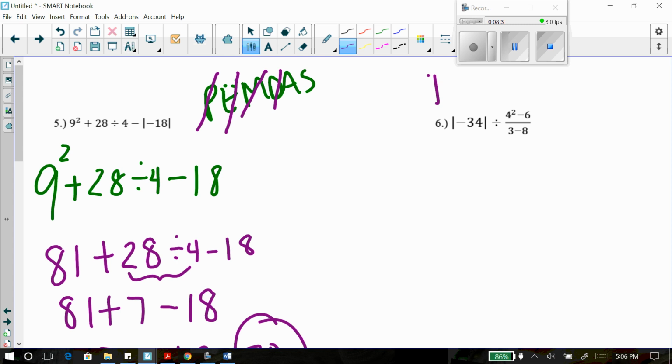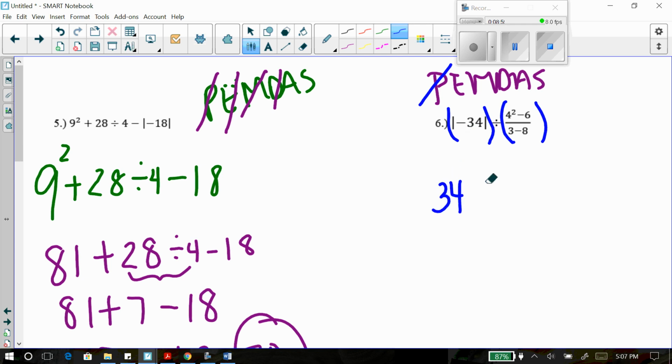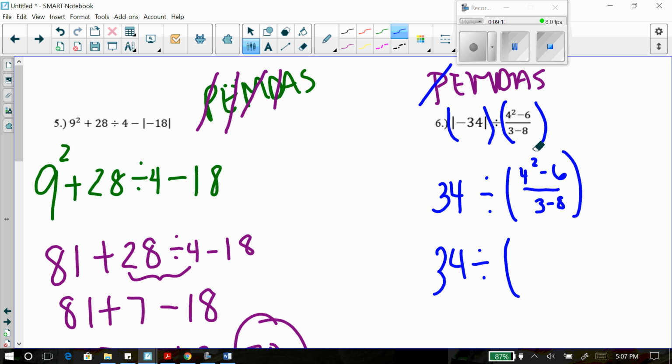All right, and last one, PEMDAS. Again, I didn't do too many examples because I know that you know it. This is more to serve as review. So parentheses and other groupings, absolute value 34. Now really, we can look at this like this. So the absolute value of negative 34, I'm sorry, is 34 divided by 4 squared minus 6 over 3 minus 8. So let's take care of this set of parentheses. So 34 divided by 4 squared, which is 4 times 4, which is 16.